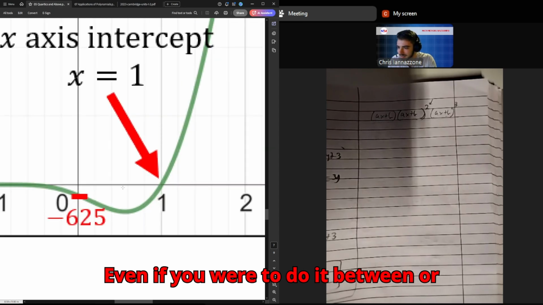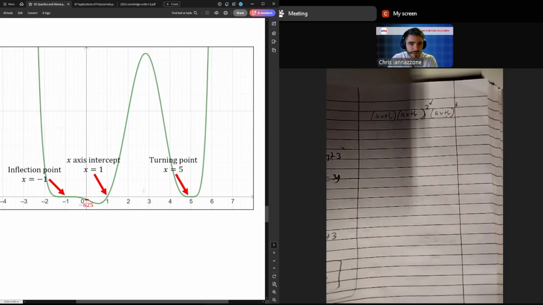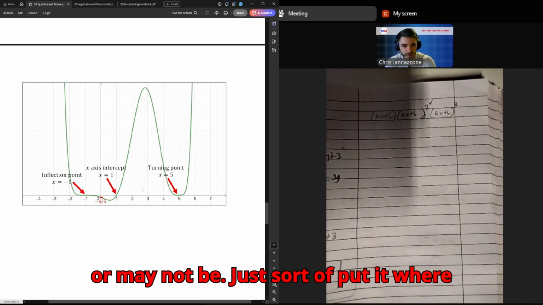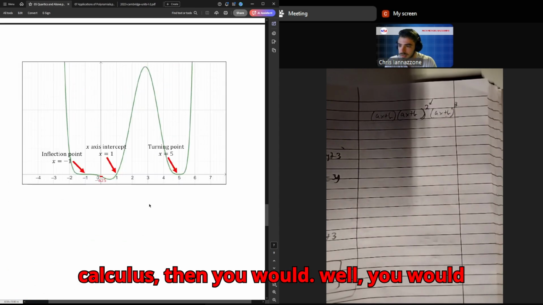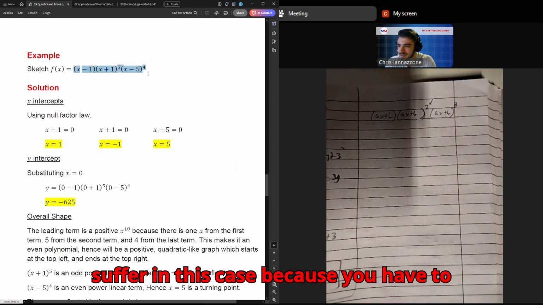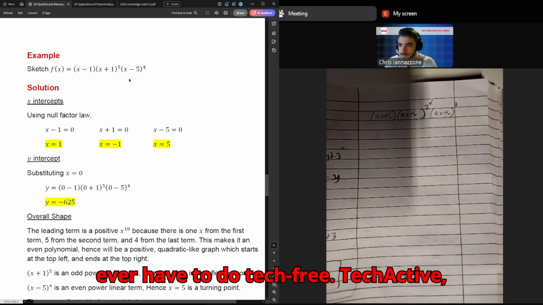Like here, even if you were to do it between, well, where would even be the, yeah, let's not even bother. Basically, don't try to guess that it's the middle, because it may or may not be. Just sort of put it wherever feels right. If you have learned calculus, then you would suffer in this case because you have to do the derivative of this and set it equal to 0. So this isn't something you'd ever have to do tech-free.